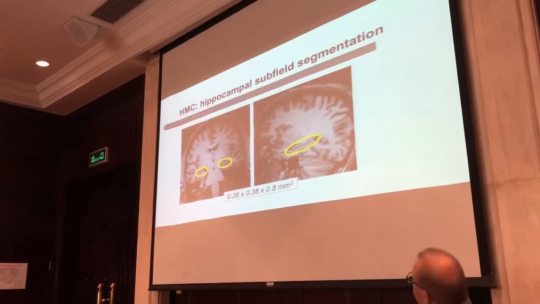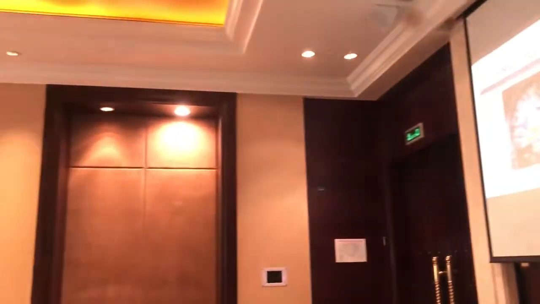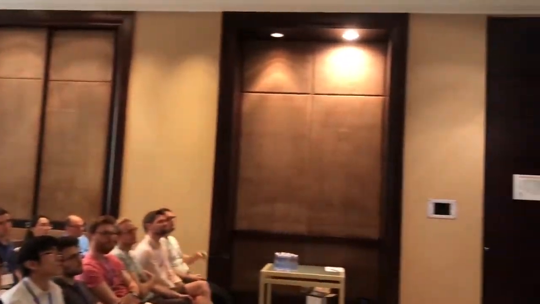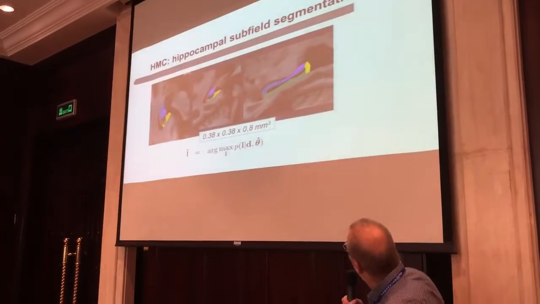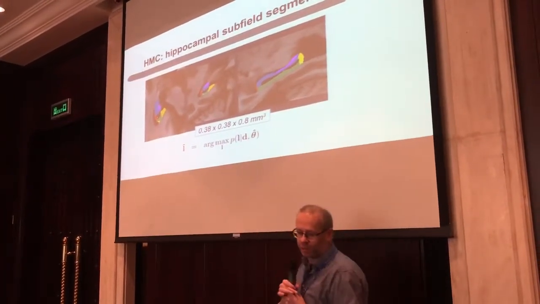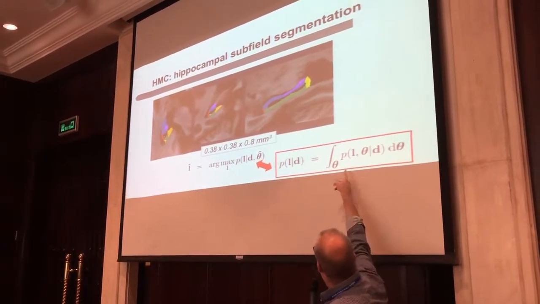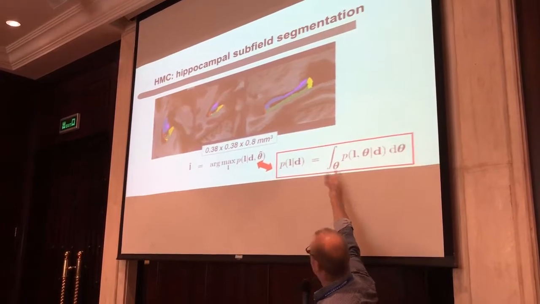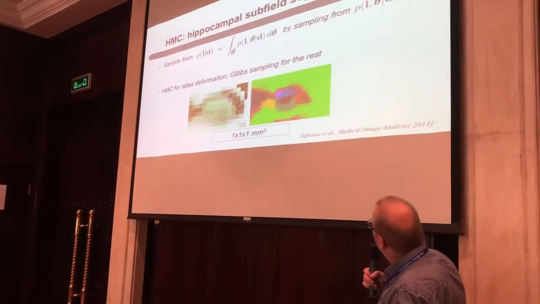I see I'm out of time, so I'll just show you quickly some examples of how this works. We did this work on hippocampal subfields. It's a high resolution scan for the hippocampus. We have this model with meshes and mixture models. We fit the model to the data and you get a segmentation, but that's of course using point estimates. What if you're interested in not point estimates, but integrating out all the parameters? We implemented something like that.